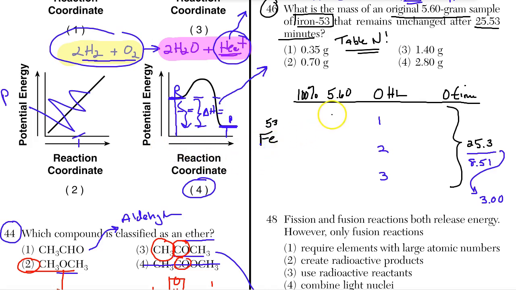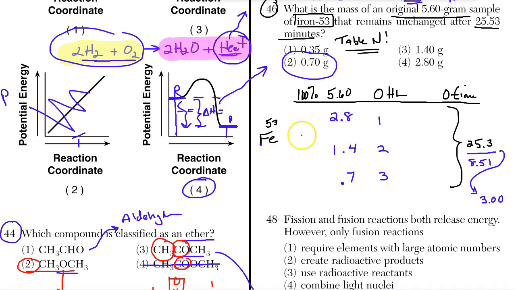So 2.8 is how much remains. Now we're going to do the second half-life. Half of this, well, that's 1.4. And the third half-life is going to be 0.7. And that is our answer. Okay? So we found out that 3 halvings have occurred.